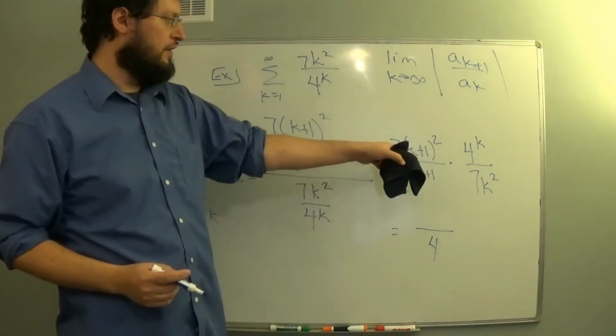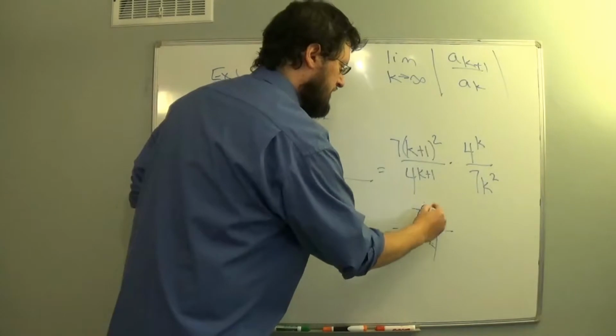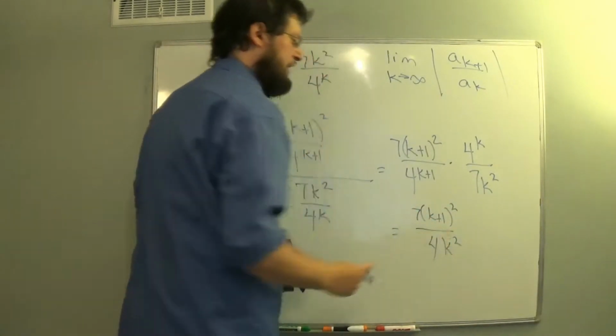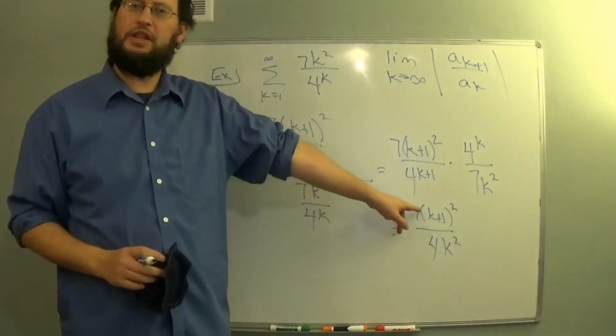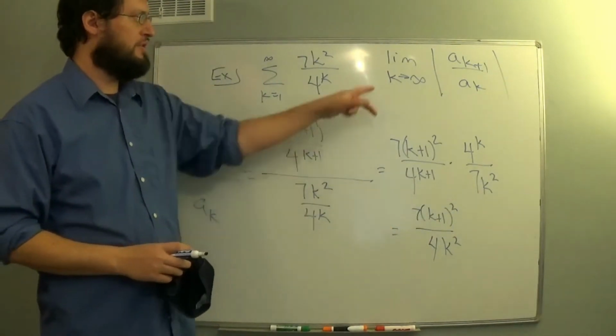In the numerator, I could FOIL this out if I wanted to, but notice that this is 7(k plus 1) squared, and this is k squared. That's all fine. I'm not going to FOIL it out. Let's leave it like this, and we'll take care of all of the other stuff when we take the limit, which is the next step.